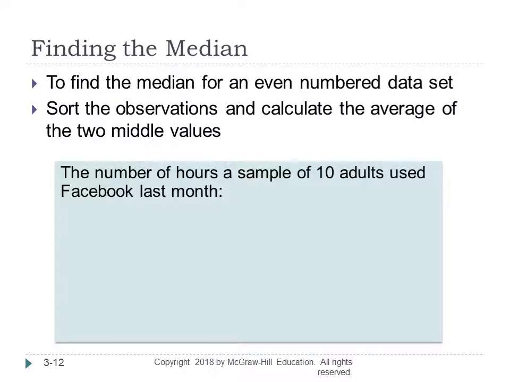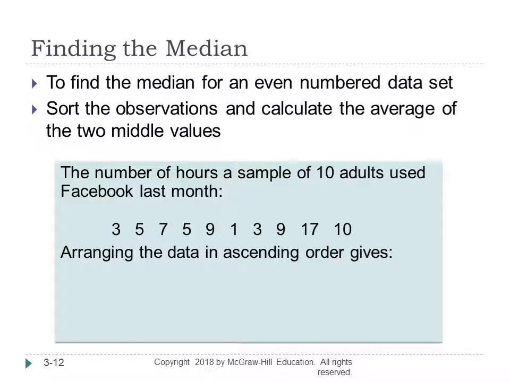Here is an example. This is the number of hours a sample of 10 adults used Facebook last month. This is a sample that has 10 people, so you will have 10 data values. Each of these represents how long a person used Facebook last month. Always remember to sort the data before you decide what the median is. That's always your first step: arrange the data in ascending order. Here is the same set ordered from the smallest to the largest.